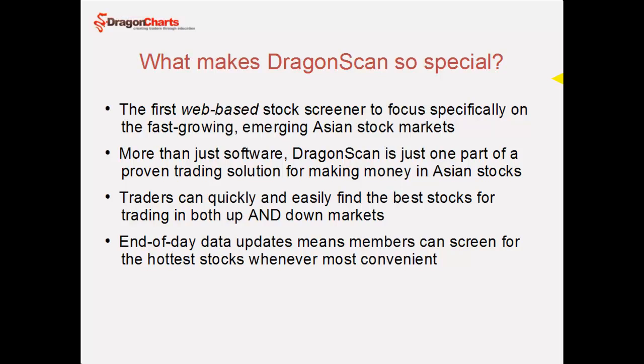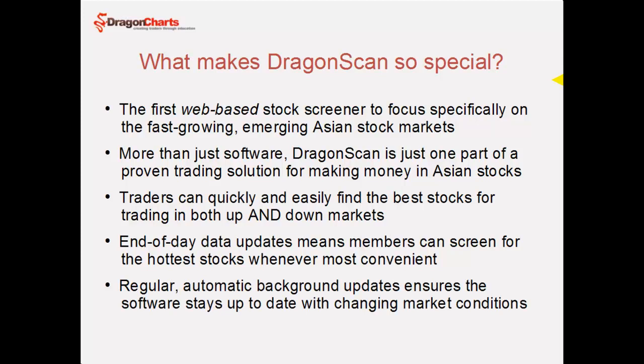End-of-day data updates means members can screen for the hottest stocks whenever most convenient. We are not day traders who sit in front of our computer screens all day, trading in and out of the market. Our strategy is based on what is known as swing trading. Swing trading is holding stocks for several weeks to several months. As a result, we simply wait for the market to close, and then in the leisure time in the evening, or before the market opens in the morning, we look for which stocks are setting up for potential buy entry the next day, which we also discuss in our daily stock pick webinars.